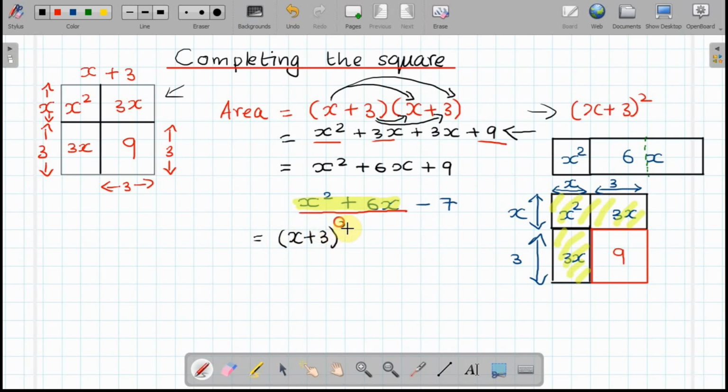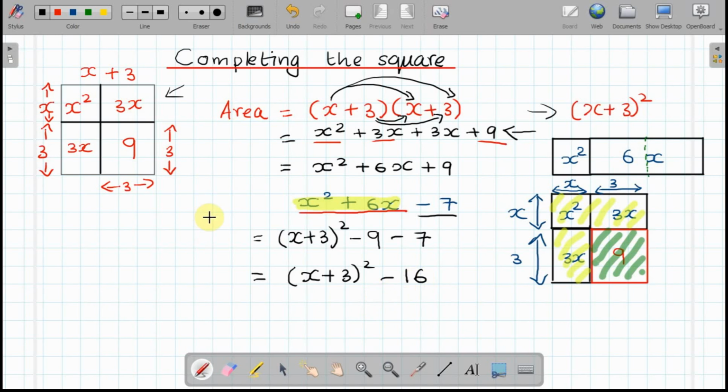But in order to get this L shape, I need to get rid of the square over here. And that square has an area of 9. So I subtract 9 from it. And this part remains as it was, minus 7. Now, when I simplify this further, I get x plus 3 whole squared minus 16. And there we go, we have completed the square.